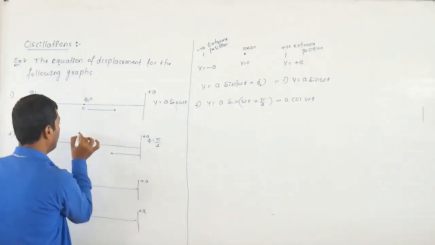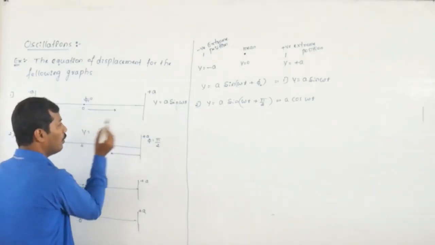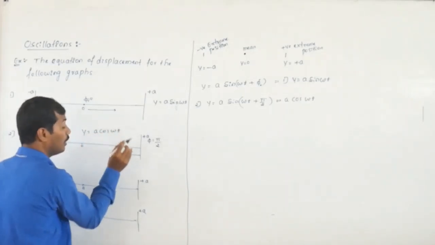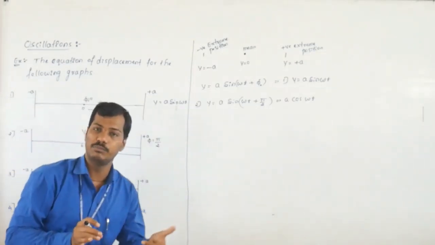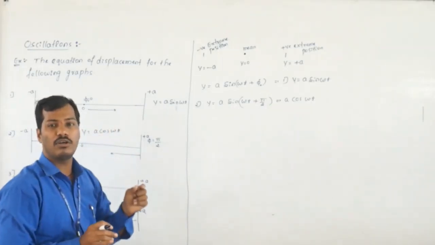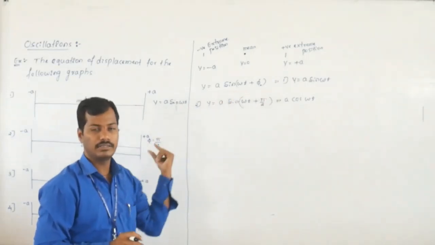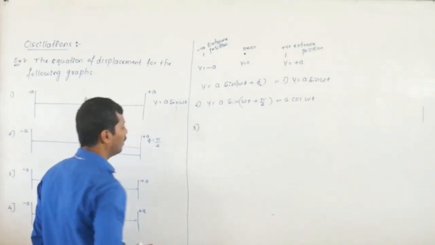Its equation is y is equal to A into cos of omega t when it starts from its maximum extreme position. I already told you, when the particle starts from its extreme position, its equation is cos omega t. When it starts from its mean position, its equation is sin omega t. Same. Then the third one, we have to check.